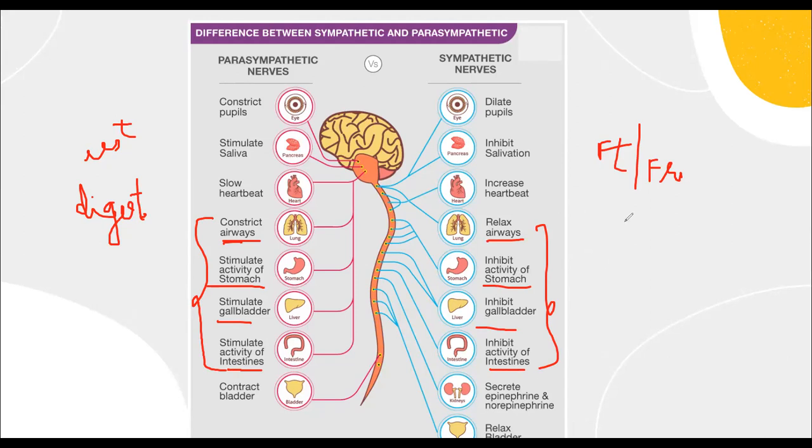When you are in a fight or flight condition, there is a possibility that your bladder will be relaxed. Okay. And opposite in the rest or digestive mode, the bladder will contract. Okay. Also in the fight or flight condition, your body will secrete these hormones known as epinephrine or norepinephrine. Another word for them is fight or flight hormones. Okay.